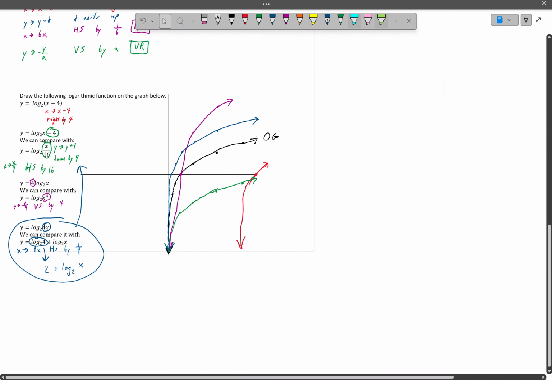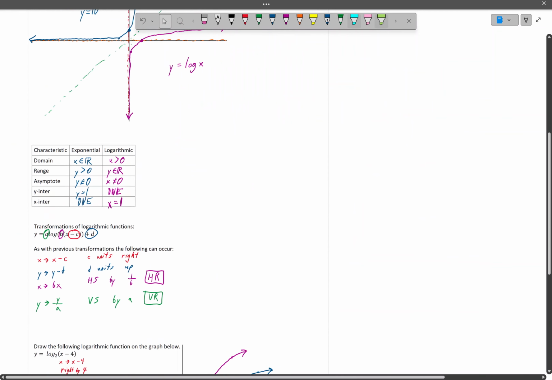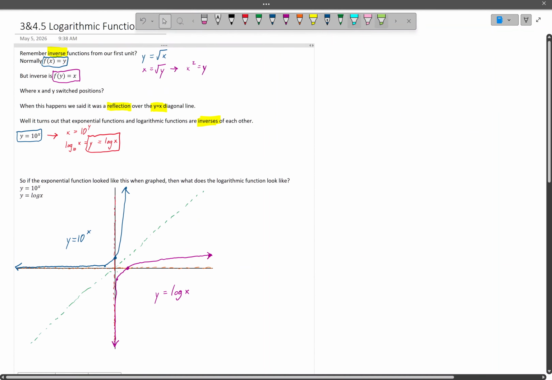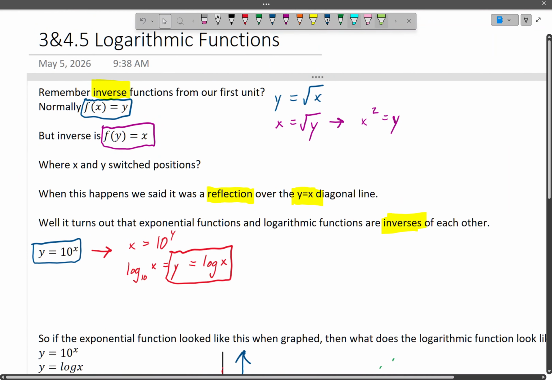All right, I hope this video helps you better understand logarithmic functions and the transformations, the characteristics, and the fact that it's an inverse of an exponential. I hope the video helped, and good luck.